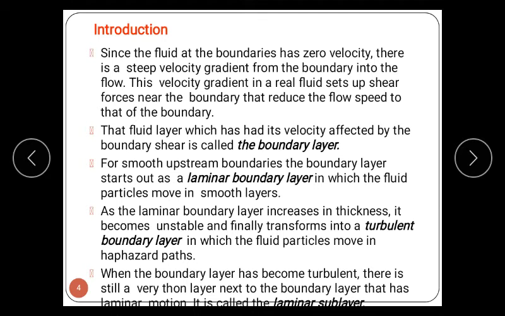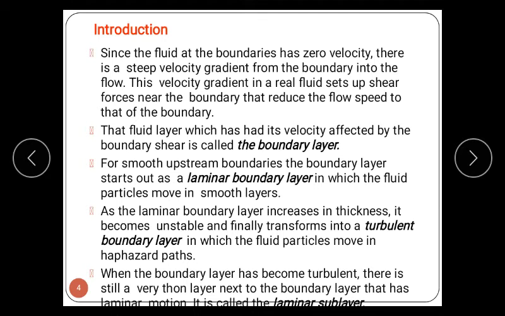the fluid particle moves in a haphazard path. Haphazard path means a zigzag path, and lines of fluid are crossing each other. Lines of flow are crossing each other in turbulent flow, and there is no well defined path of lines of fluid flow in turbulent flow.